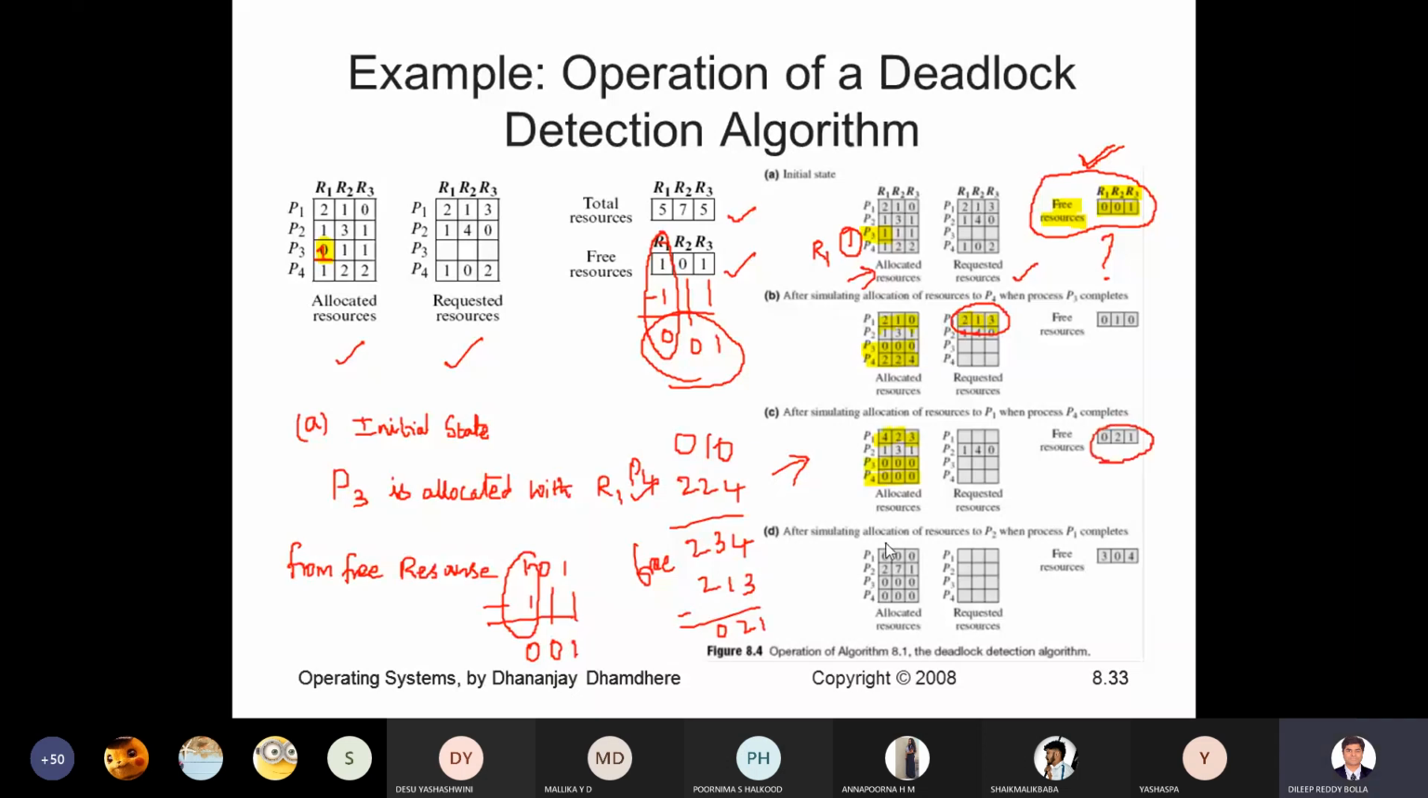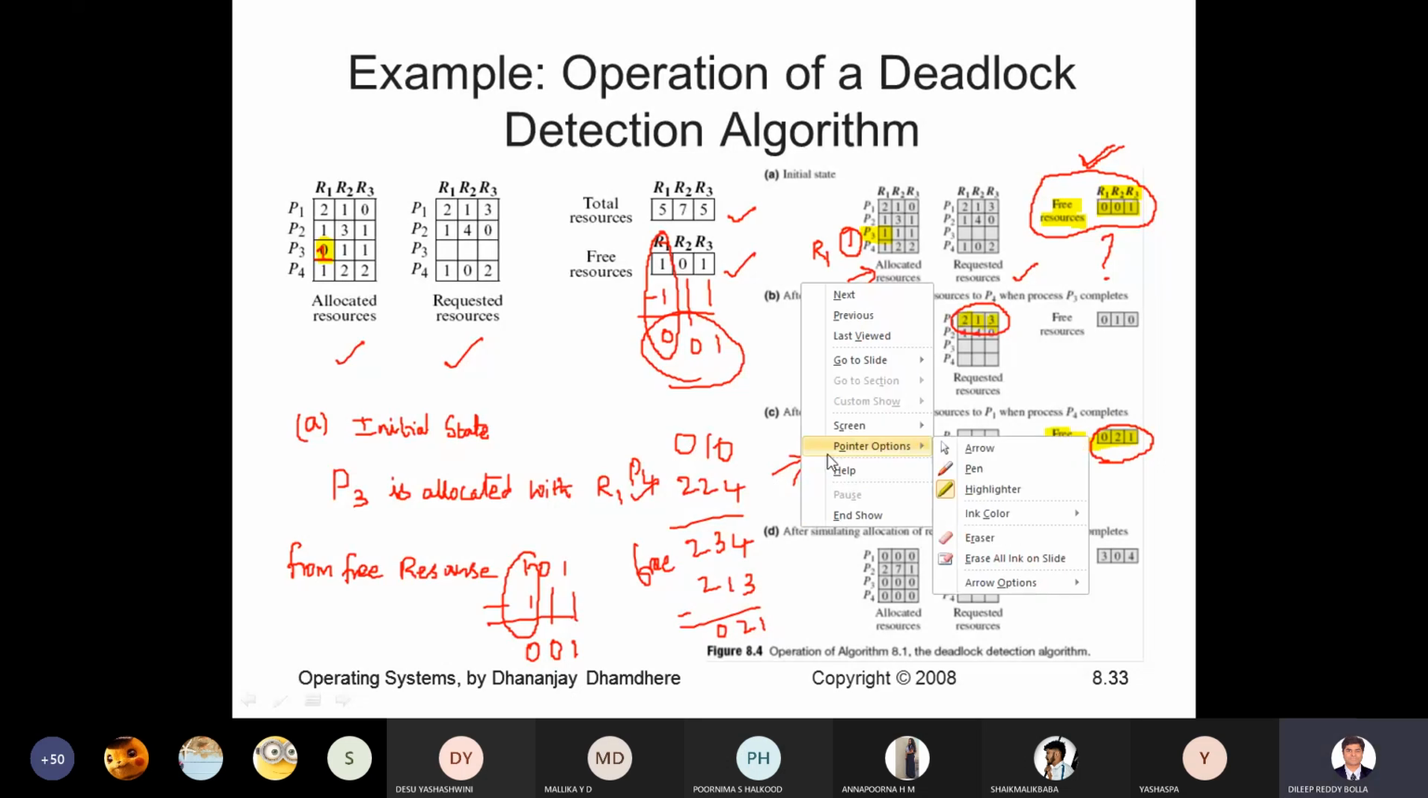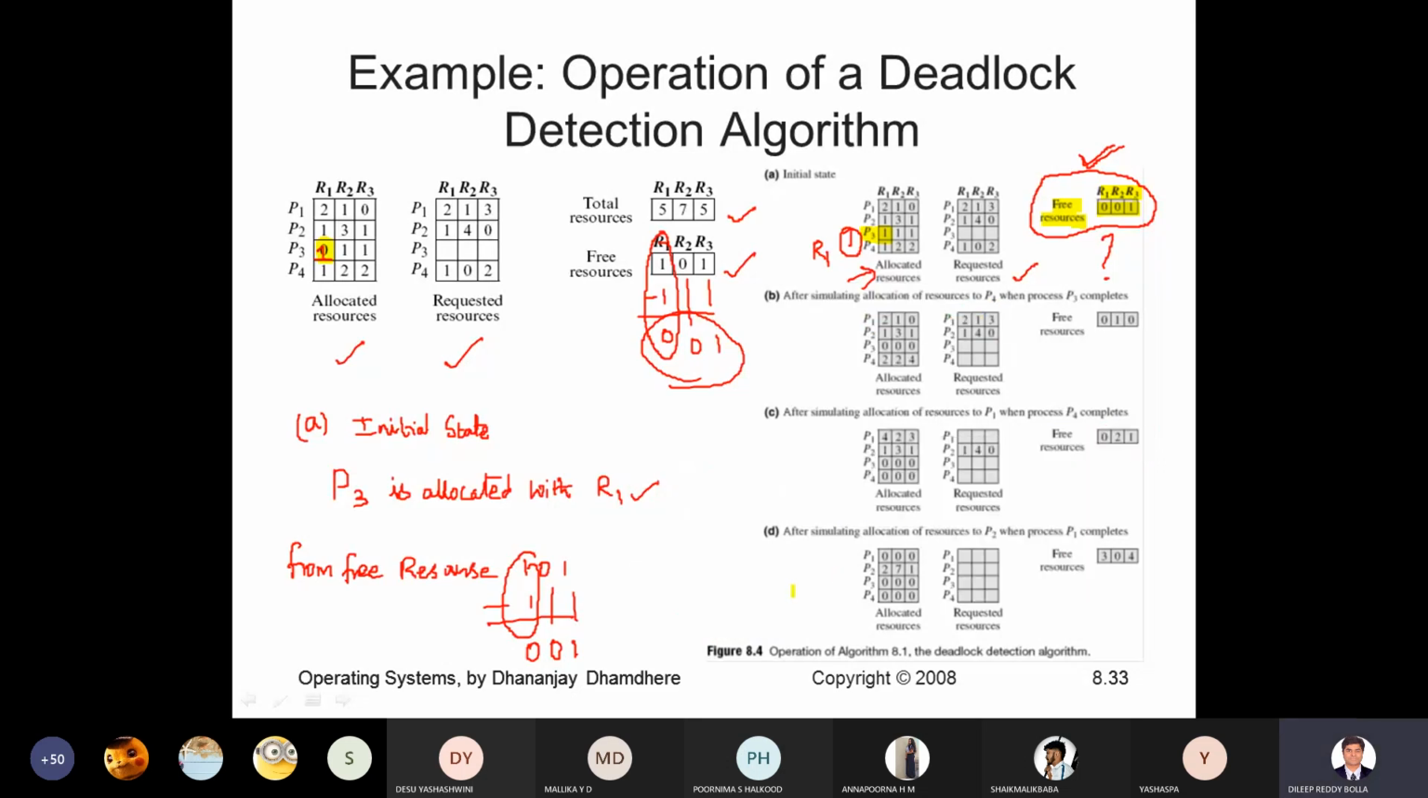So this is how we are able to say that the number of free resources are 0, 2 and 1. In this way we are able to complete the third part. Now let us look at the fourth part. P1 is completed, P3 is completed and P4 is completed. All of them have completed their tasks.